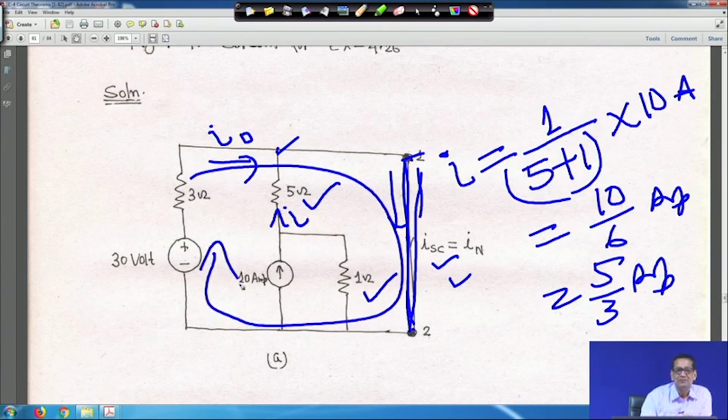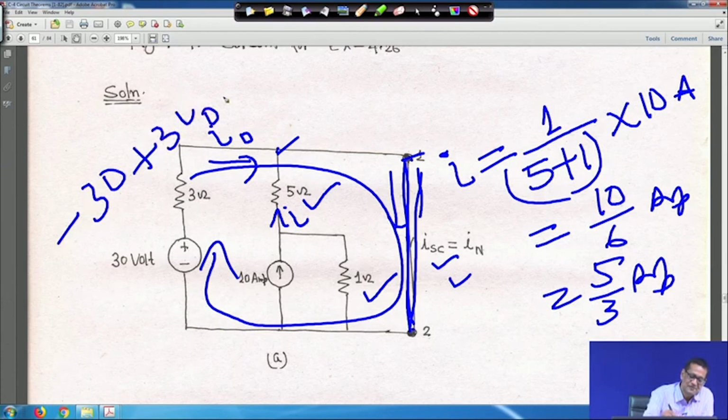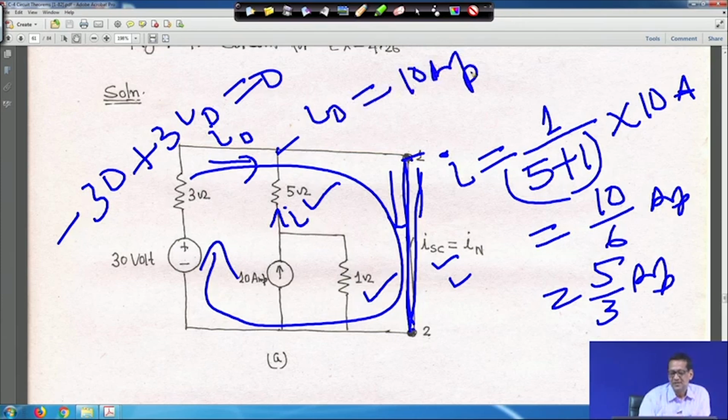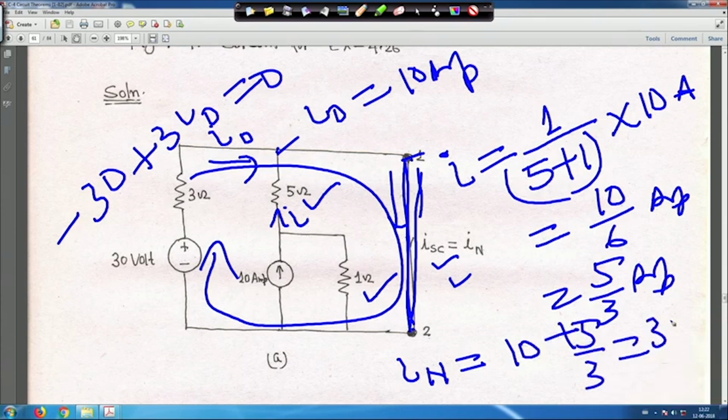In that case it will become 3 I 0 is equal to 30, because if you move like this, it is minus 30 plus 3 I 0 is equal to 0. That means my I 0 is equal to 10 ampere, and here we got I is equal to 5 by 3 ampere. Therefore, I Norton, that is equal to ISC, is 10 plus 5 by 3, that is 35 by 3 ampere. So, that is my short circuit current or IN.